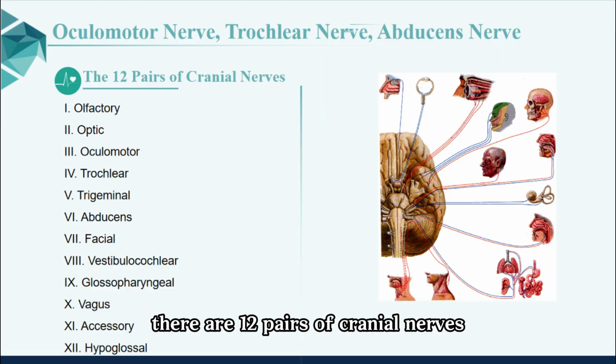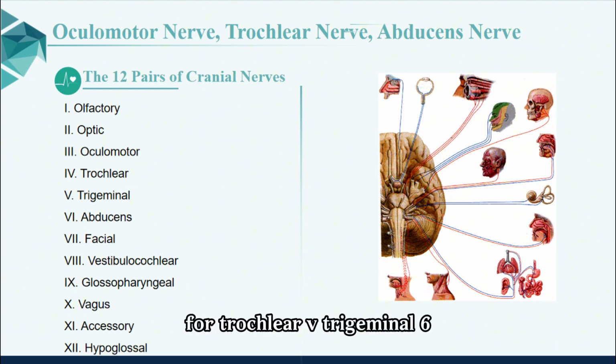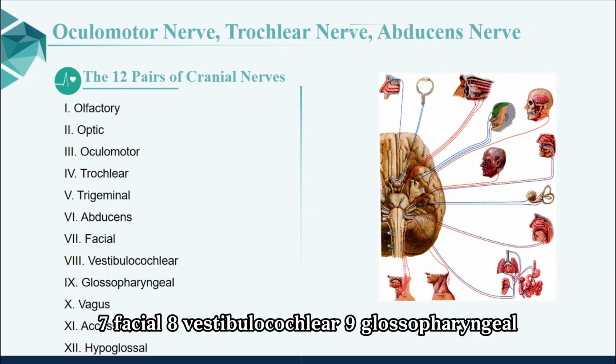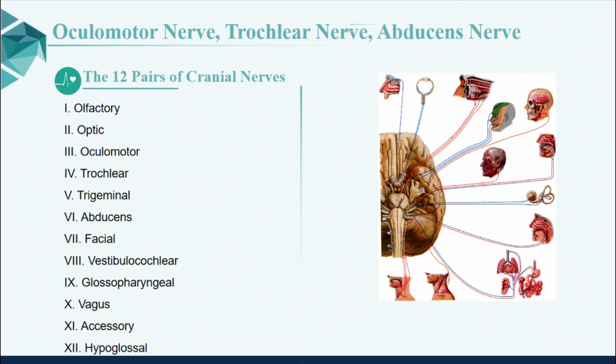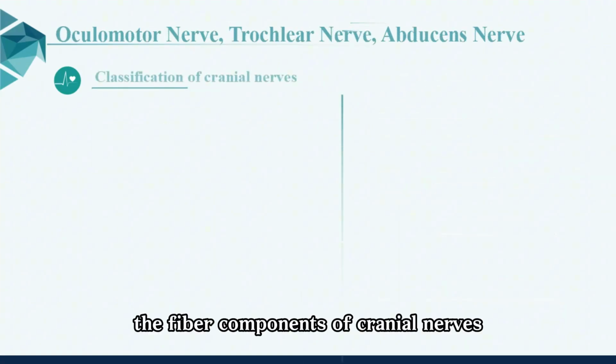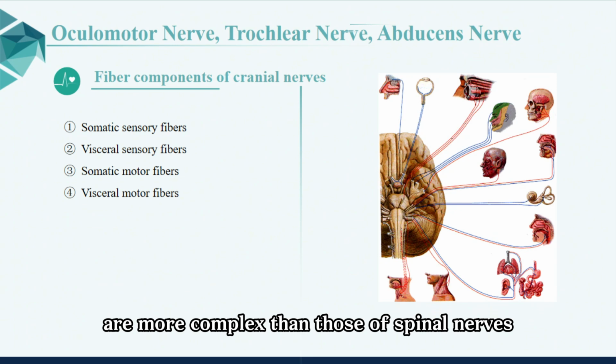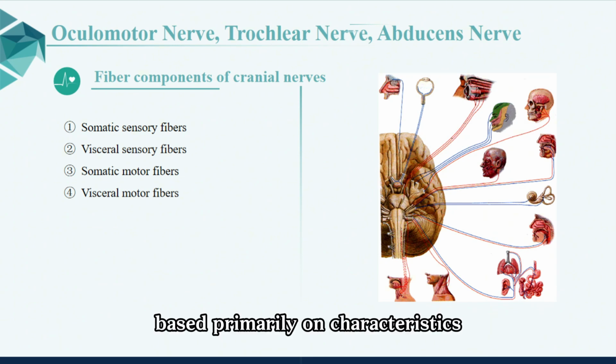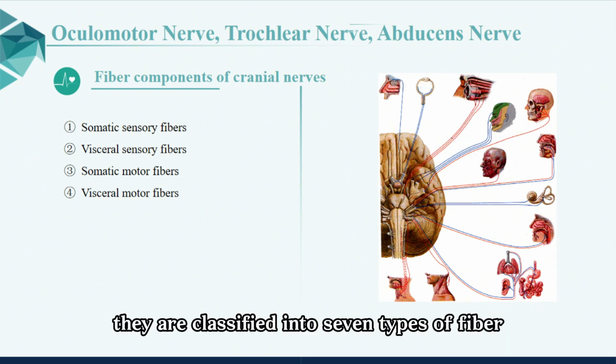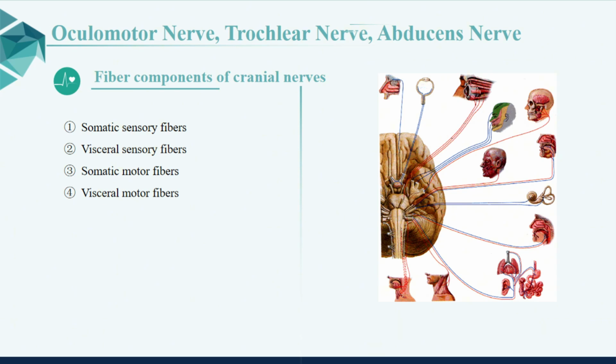There are 12 pairs of cranial nerves: I olfactory, II optic, III oculomotor, IV trochlear, V trigeminal, VI abducent, VII facial, VIII vestibulocochlear, IX glossopharyngeal, X vagus, XI accessory, XII hypoglossal. The fiber components of cranial nerves are more complex than those of spinal nerves. Based primarily on characteristics such as embryonic origin and function, they are classified into 7 types of fiber components.